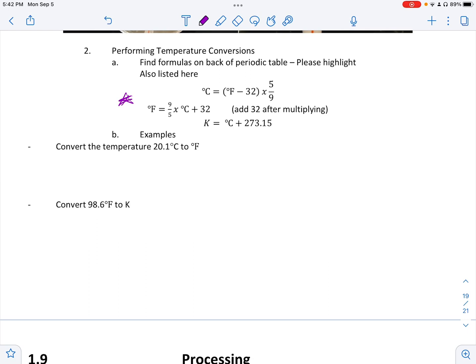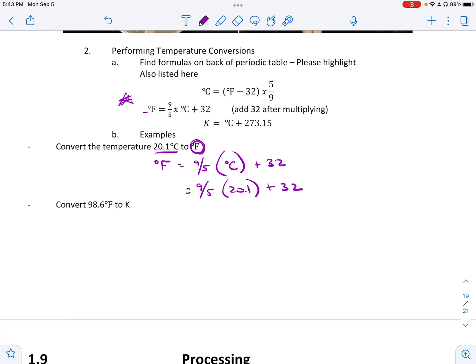So let's go ahead and look at converting our temperature 20.1 to degrees Fahrenheit. What I like to do when I'm breaking down a problem is I like to underline what I know and circle what I'm looking for. So that's what I did there. I'm looking for degrees Fahrenheit, so I'm going to use this one right here. Degrees Fahrenheit is equal to 9/5 times our degrees Celsius, and then we're going to add 32. So we're going to take 9/5 times our 20.1, which was that reading above, plus 32.